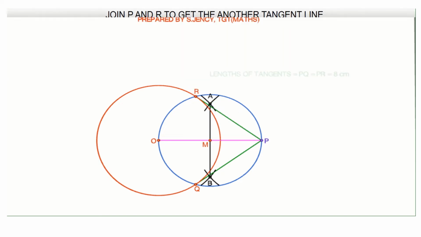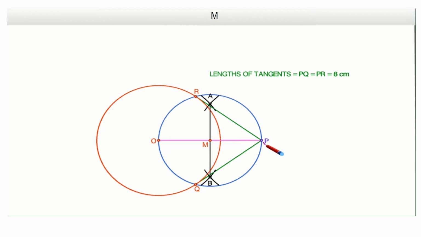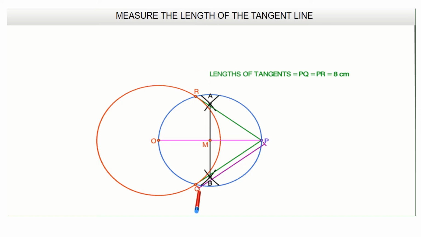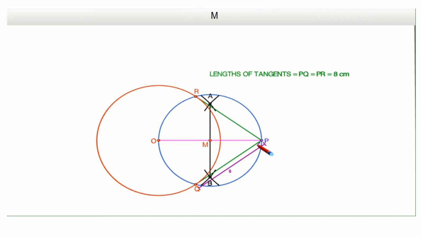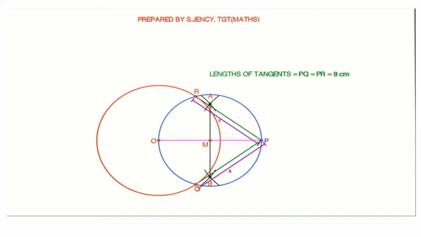These PQ and PR are the required tangents. Right? I am going to measure this PQ and PR. While measuring, I am getting 8 centimeter for PQ and PR. This is what they are asking us to draw. Clear?